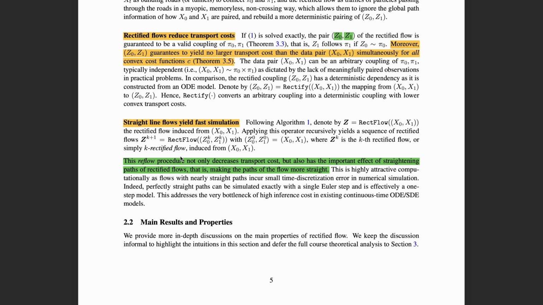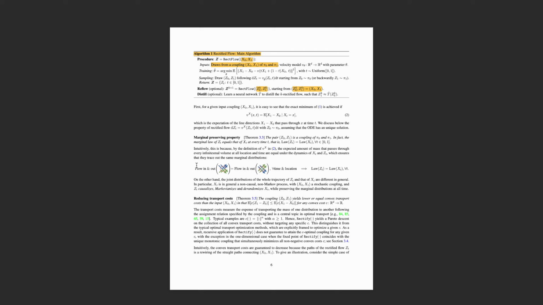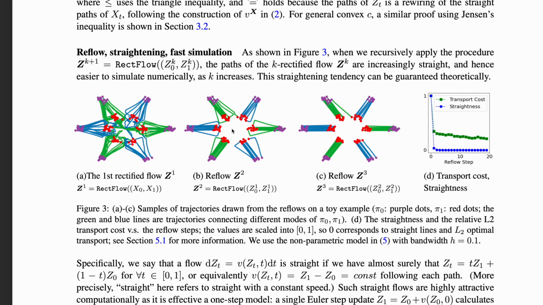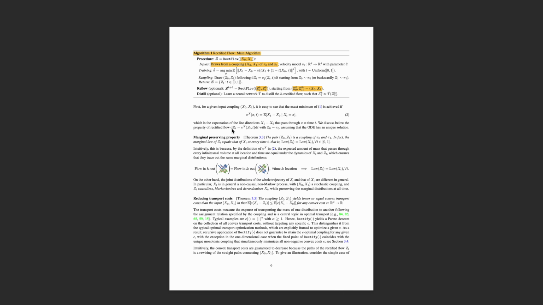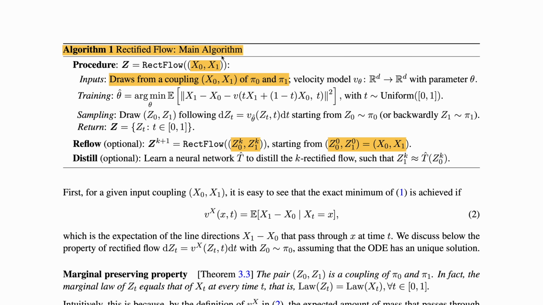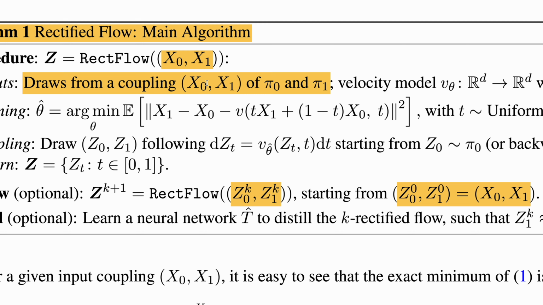Okay, as we've said, there is a reflow procedure. Let's have a look at it. Maybe you can have a look at the algorithm. So what we do, with a dataset, again, of unpaired data points, you can generate a random coupling of the data. So basically, you generate pairs from the dataset. Again, this can be done randomly. There is no need to have any relation between x0 and x1.